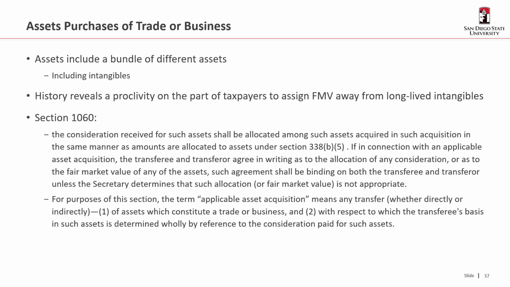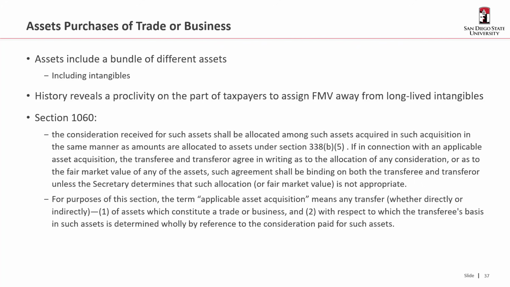So a purchase of a trade or business typically involves a bundle of different assets, and that typically includes intangibles. History reveals a proclivity on the part of taxpayers to assign fair market values away from long-lived intangibles and into short-lived intangibles. And the reason for that is because, of course, you used to be able to amortize the cost of those short-lived intangibles over their useful life. So then Section 1060 rolls along, and it says, you know what? We're going to prescribe a way that you're going to allocate value to each of these assets.